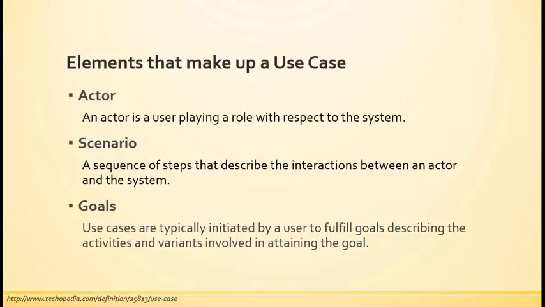Elements that make up a use case. We have 3: an actor, a scenario, and goals. Actor. An actor is a user playing a role with respect to the system. Scenario, a sequence of steps that describe the interactions between an actor and the system. Goals. Use cases are typically initiated by a user to fulfill goals describing the activities and variants involved in attaining the goal.